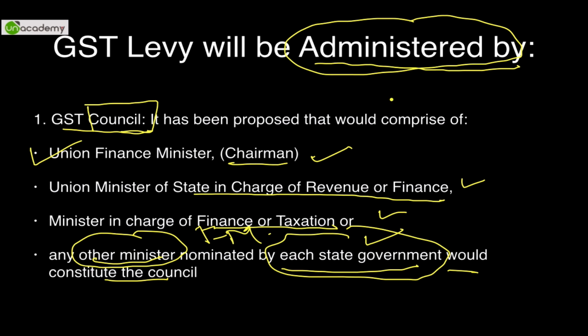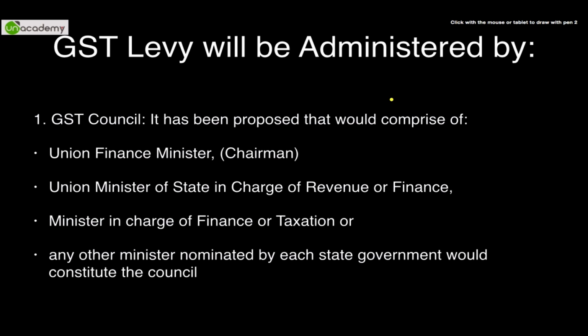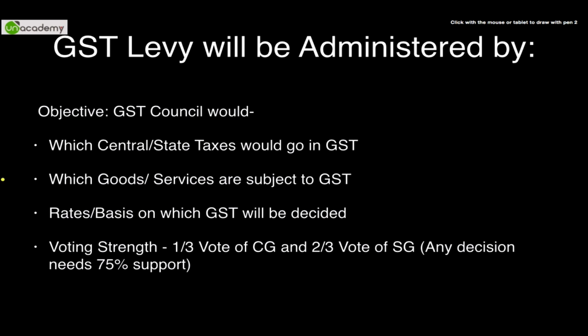It will administer everything. So the objective of the GST Council is, first, to decide which central or state taxes would go into GST, as we had just discussed in the previous slide. All the taxes such as central excise duty, VAT, sales tax, etc. would go into this. The GST Council will decide this.